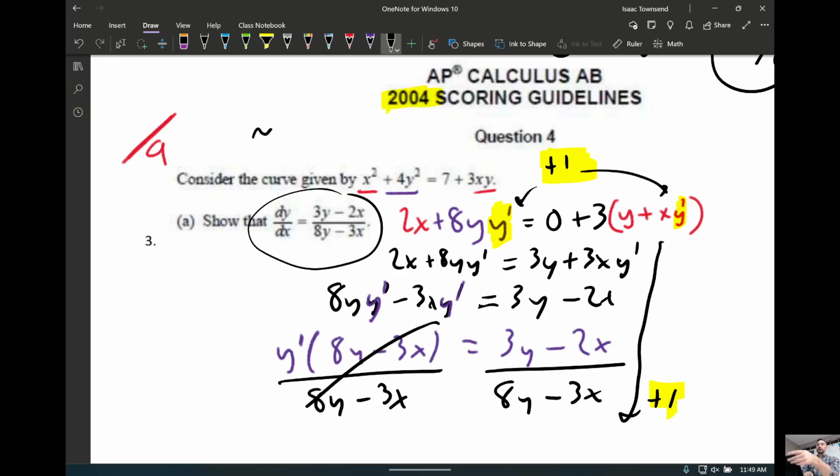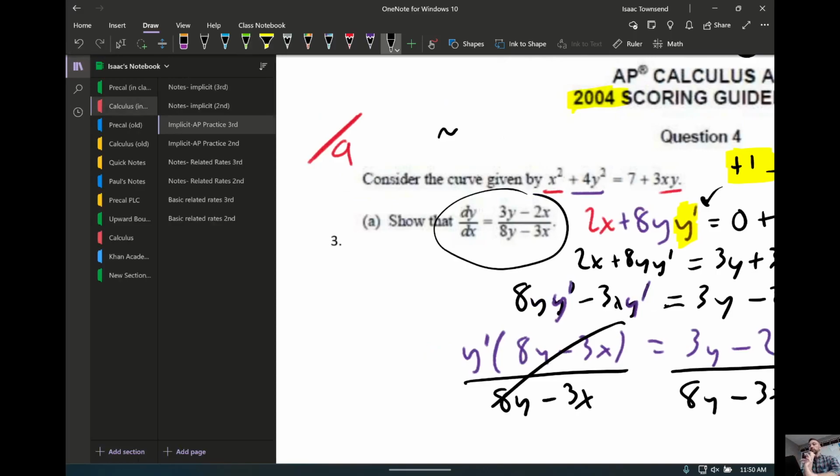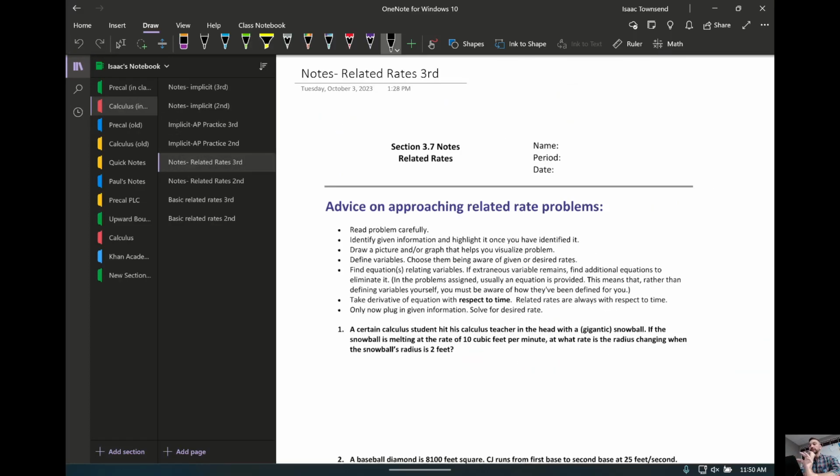So, okay, that's all I want to talk about implicit for today. Just wanted to do a quick little recap of that to help that stick in your head a little bit longer. But if there are any questions on this, now would be the time. Okay, then let's move on to related rates.